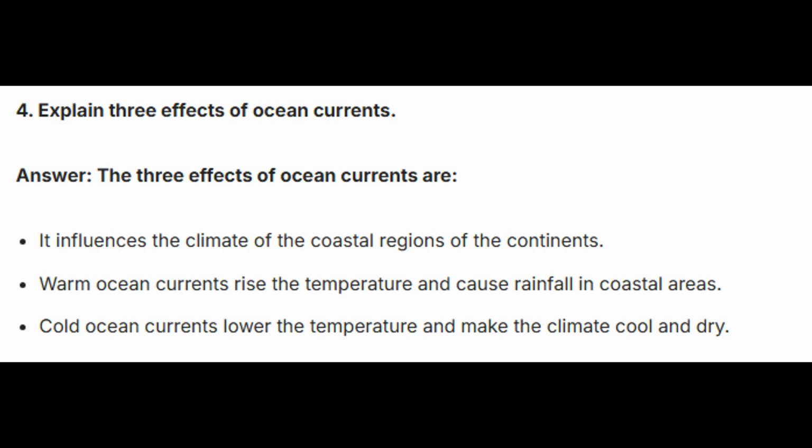Fourth, explain three effects of ocean currents. Answer. The three effects of ocean currents are: first, it influences the climate of the coastal regions of the continents. Second, warm ocean currents raise the temperature and cause rainfall in coastal areas. Third, cold ocean currents lower the temperature and make the climate cool and dry.